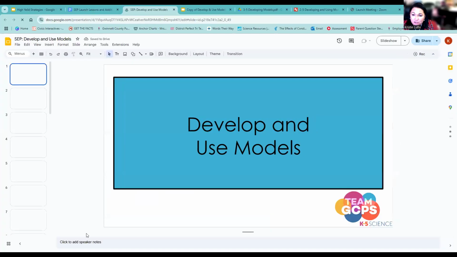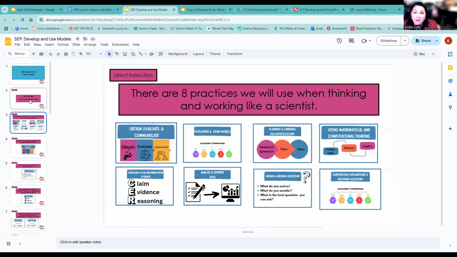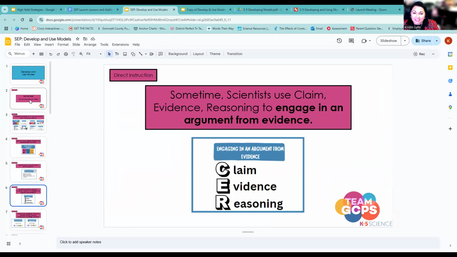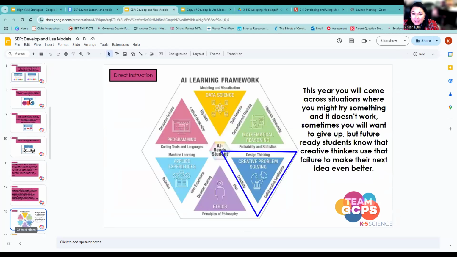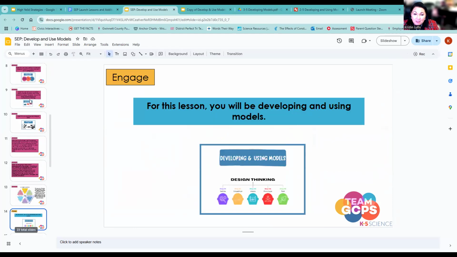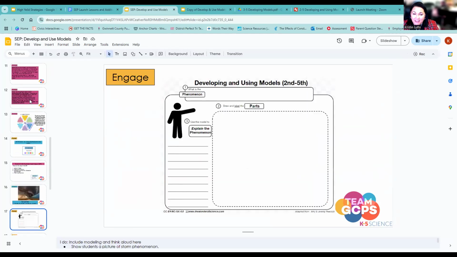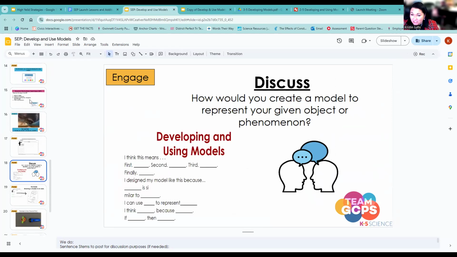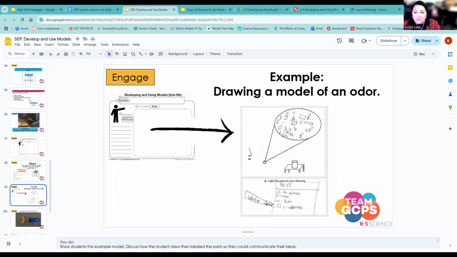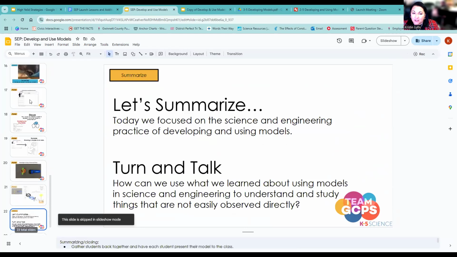So if my kids are struggling with developing a model, I can teach that explicit instruction on how to develop and use models by teaching them the science and engineering practices, and then, of course, digging into developing and using models. Okay, so it has engage, it has question formulation technique, it has the graphic organizers, examples for our students, what that needs to look like, the sentence stems for our students, and then examples of how to develop models.